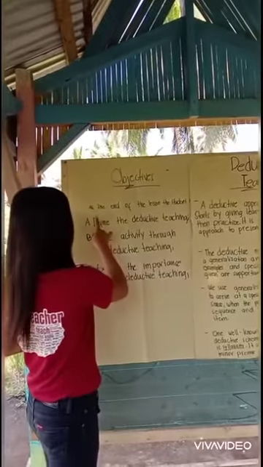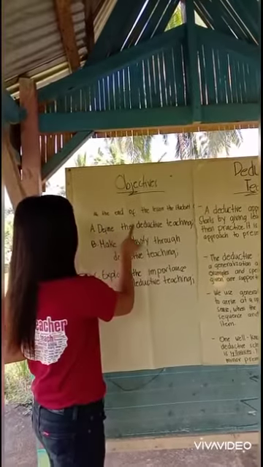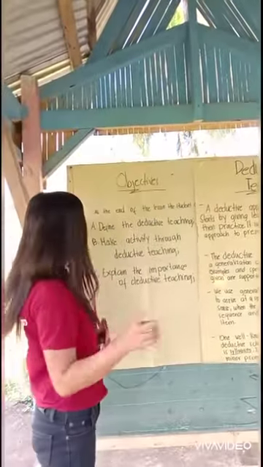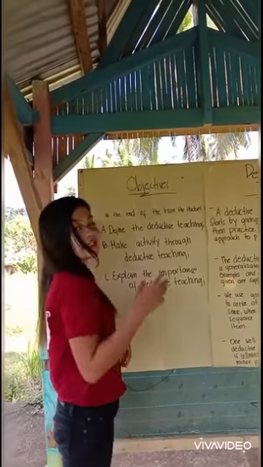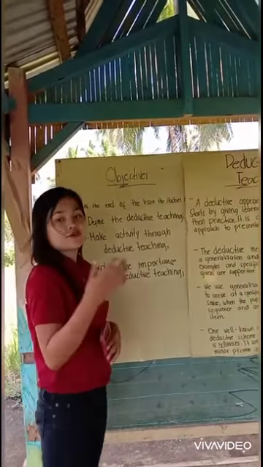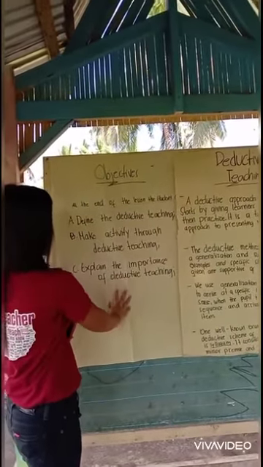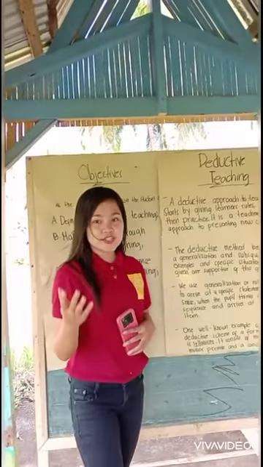At the end of the lesson, the students can: A, define deductive teaching; B, make an activity through deductive teaching; and C, explain the importance of deductive teaching. So, these are all my objectives. And now, I will proceed to my discussion.